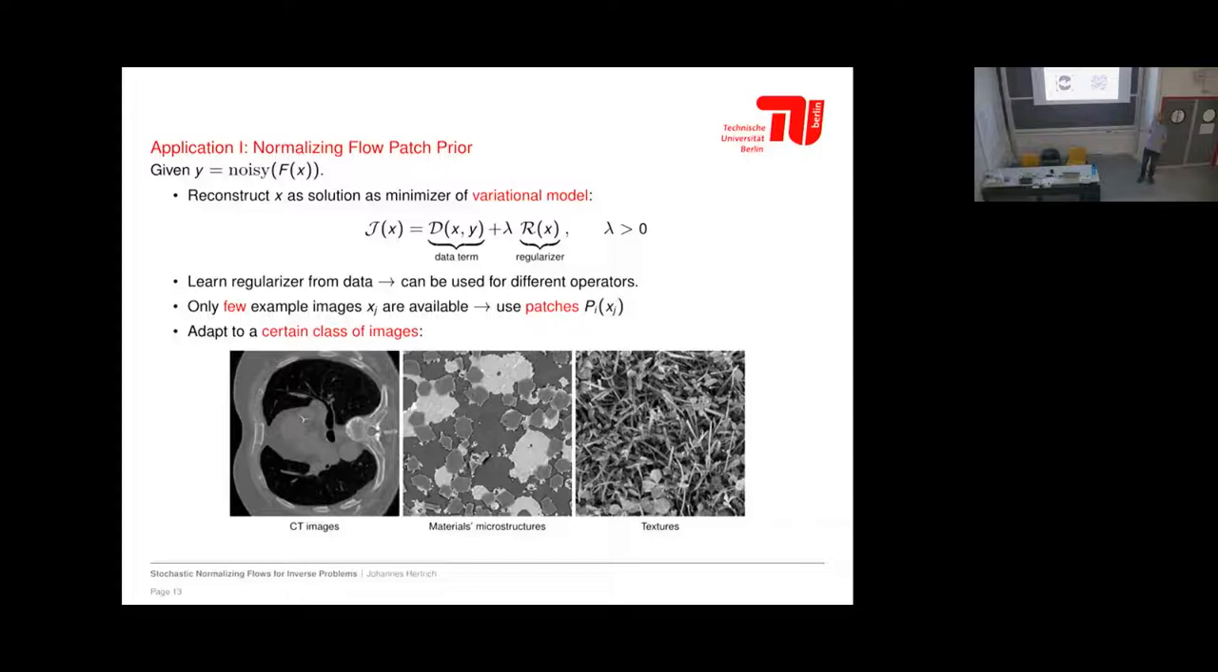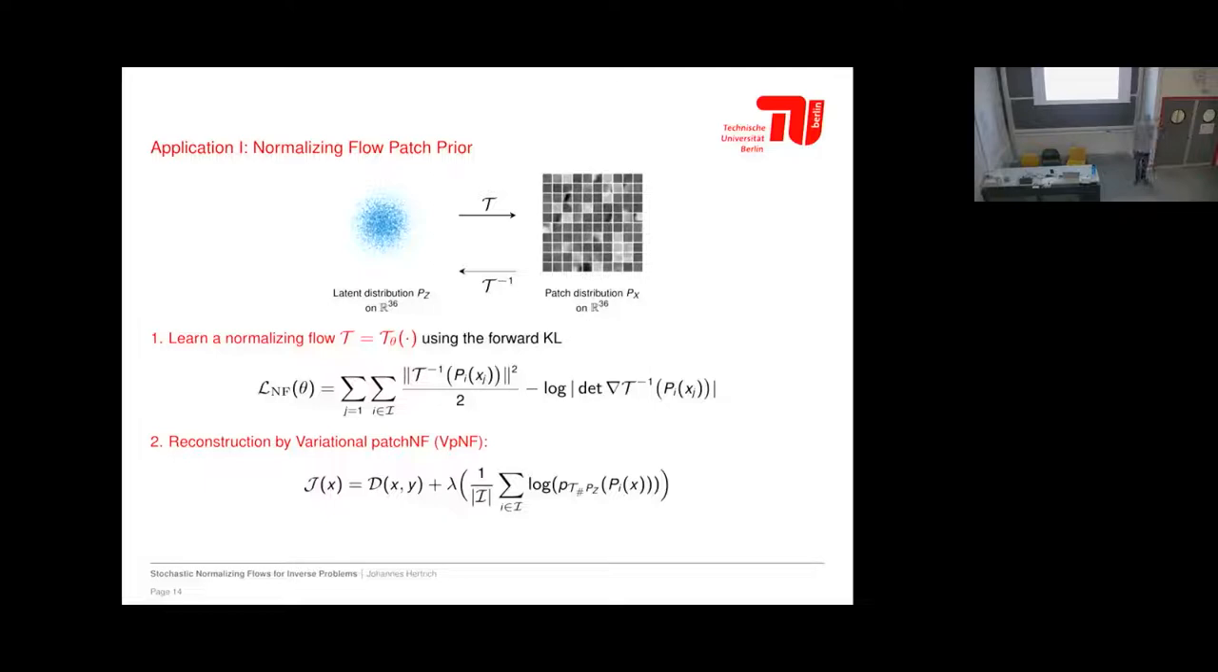The idea is we take a few training images and cut all the patches out of these training images, and then we learn a normalizing flow which approximates the distribution of all these patches. And then once we have learned this normalizing flow, we solve a variational problem where we first have some data term, and in the second part we have the sum of the log likelihood of all our patches. So we want to have that all our patches look realistic. And in fact, this works very well if you do this.